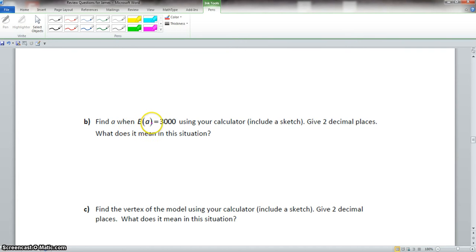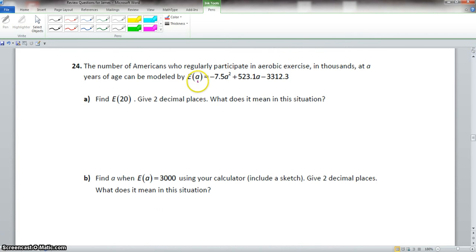Now we need to go to 24b. It says find a when e of a is equal to 3,000 using your calculator. Include a sketch. Give 2 decimal places. What does it mean in this situation? So our first step is to look at the equation and the problem. We're not going to do a, so I'm going to use this space up here. Now we have e of a. It tells us e of a is 3,000. So we'll put in 3,000 for our e of a.